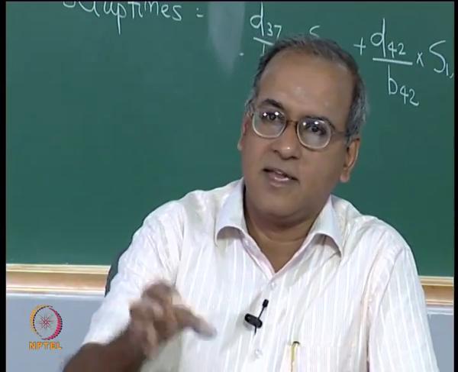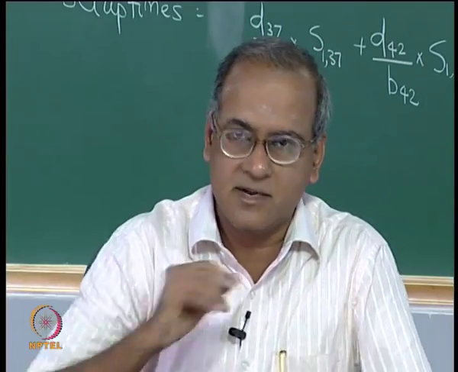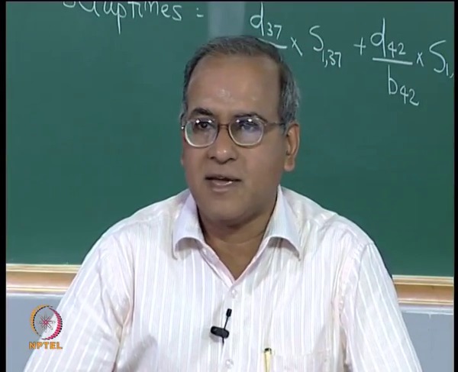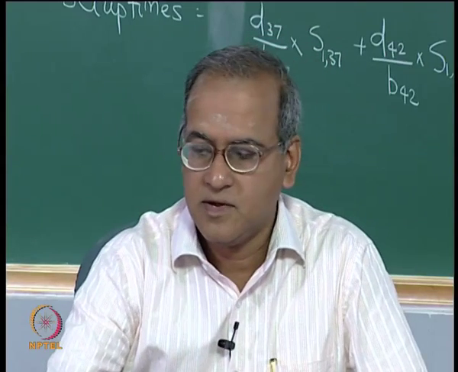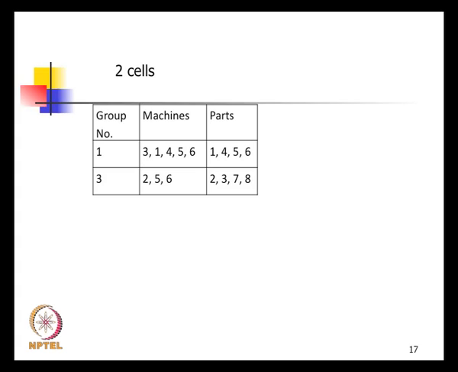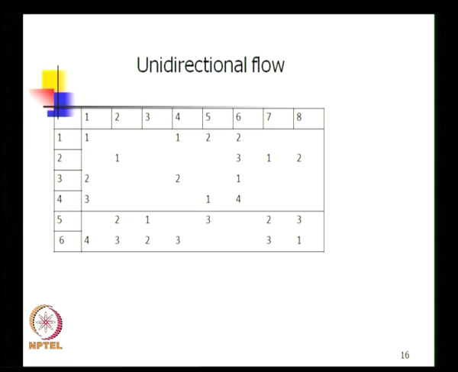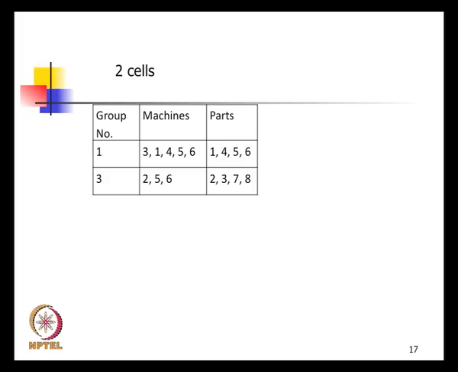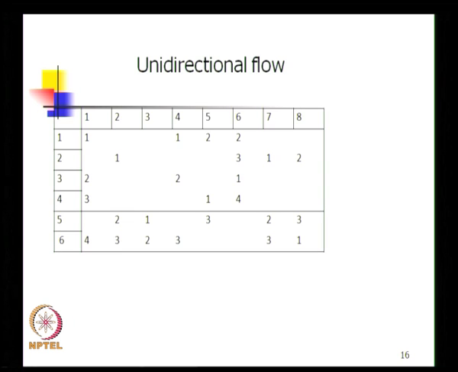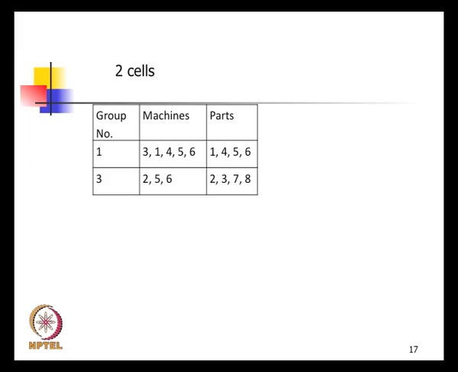So, this is the given machine component incidence matrix, and let us say we are making cells from this. So, let us say 2 cells have been made from this machine component incidence data, where one cell has machines 3, 1, 4 and 6, that makes parts 1, 4, 5 and 6. It has 3, 1, 4 and 6, and a second cell has 2, 5, 6 and 2, 3, 7, 8. So, there are 2 cells.